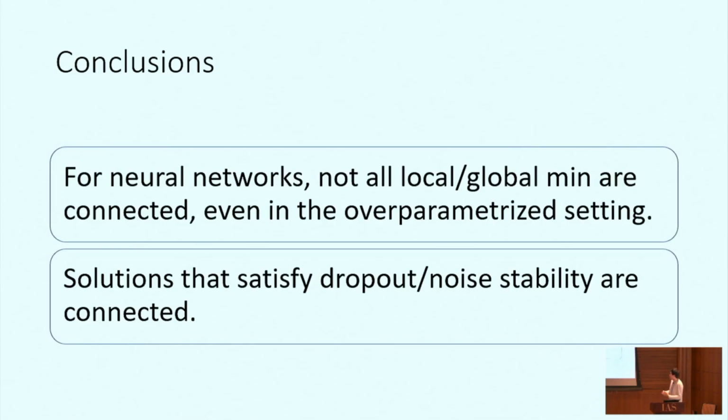So in conclusion, what we show here is that for neural networks, if you are not in the highly overparameterized setting, if your number of neurons is smaller than the number of training samples, then you cannot hope to show that every global minimum is connected to each other. But if you only focus on a special type of local optimal solutions that are robust to dropout or robust to random perturbations, which we didn't cover here, those solutions will all be connected.